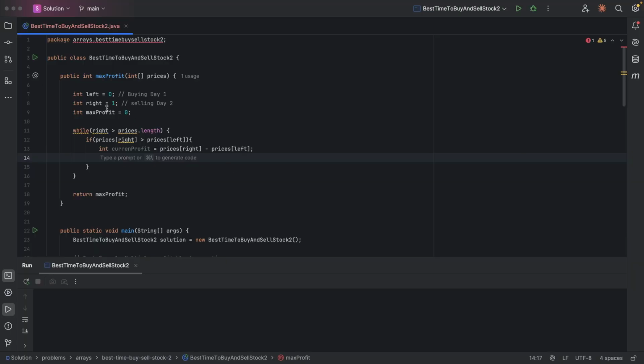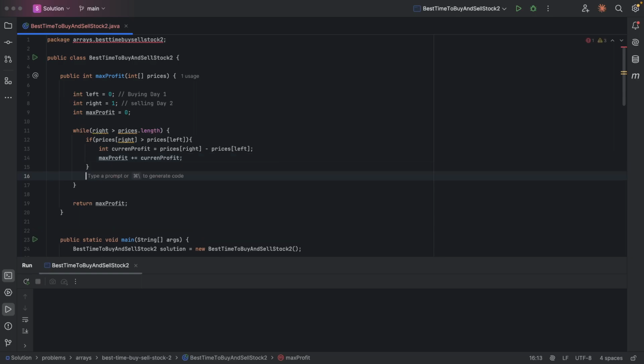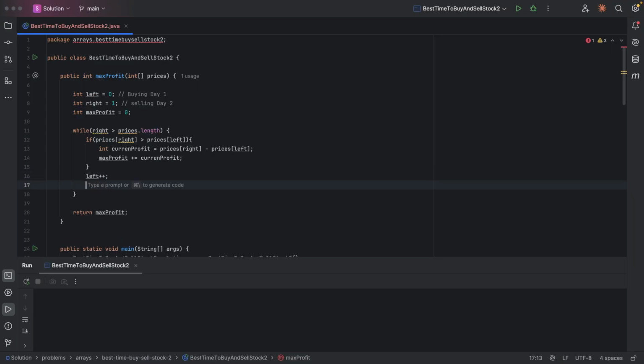And what do we want to do? We want to add this to the maximum profit. So our max profit is our max profit plus current profit. And that's about it. Then what are we going to do next? We are going to increment our day pointer, the buying day pointer and the selling day pointer by one. And that's about it. Let's play it and see what happens.